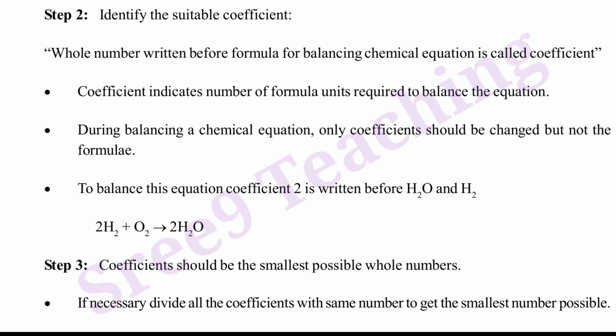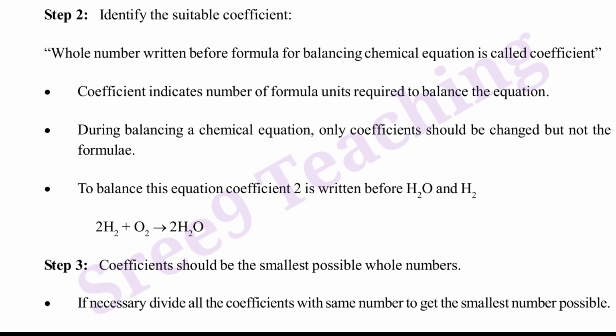Now, during balancing a chemical equation, only the coefficient should be changed but not the formulae. We will not change the subscripts or superscripts. The numbers written at the bottom are called subscripts. The numbers written as powers are called superscripts. Here we have only subscripts, so we should not change the subscripts. We only write a number to the left of the formula unit, which indicates it is to be balanced, or it is balanced.